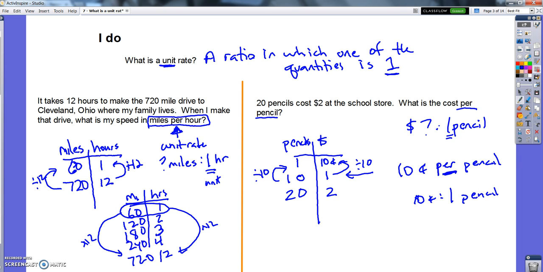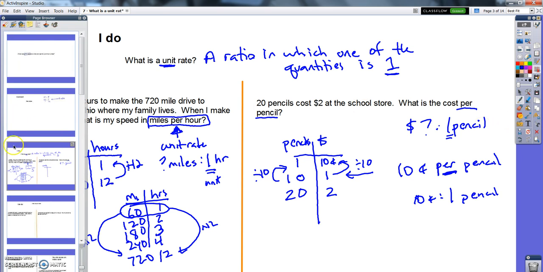Open up your notebook. We'll do a couple together. Those are both common ones. Usually money and speed are the most common ones. So let's do these together.